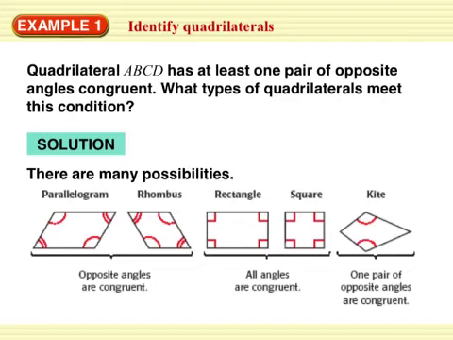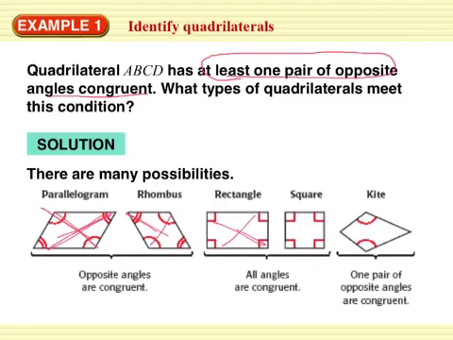Quadrilateral ABCD has at least one pair of opposite angles congruent. What types of quadrilaterals meet this condition? Okay, this is our key word here, at least one pair. It could have more than one pair, but at least one pair of opposite angles are congruent. So I would actually go back here and look. There are many possibilities. Parallelogram has these opposite angles and these. A rhombus, rectangle, square, kite are all possibilities.